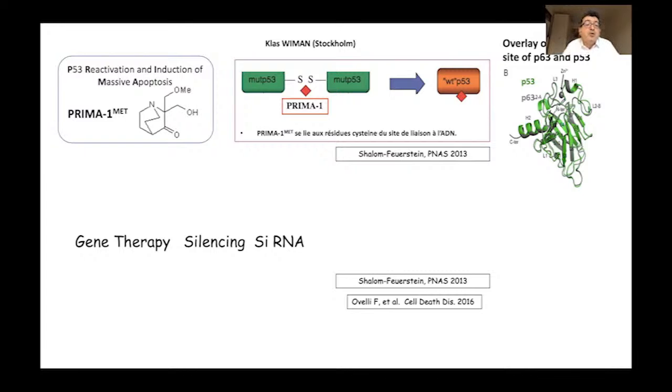An Italian group and a European group are also investigating P63 silencing of the mutated P63 using silencing RNA, and they have shown improvement of the culture of P63 epithelial cells from patients.